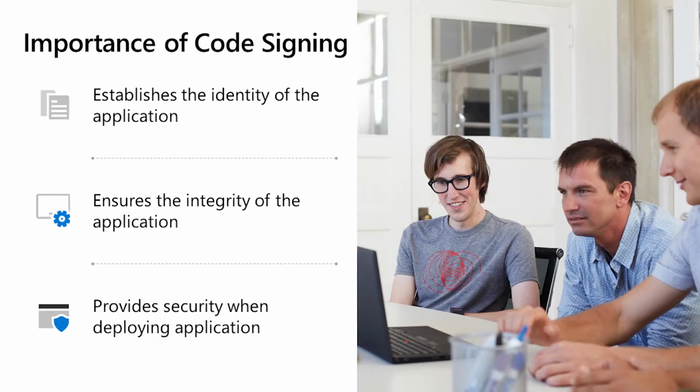I'm here to talk to you about how you can reduce your developer friction with Azure Code Signing. So let's begin. You've got your application, you're ready to go, but first you have to learn about the importance of code signing. Code signing is Windows' best way to establish the identity of your application. It's also Windows' best way to ensure the integrity of your application. In other words, we make sure that your app hasn't been tampered with. As a result, this provides a level of security when it comes to deploying your application.